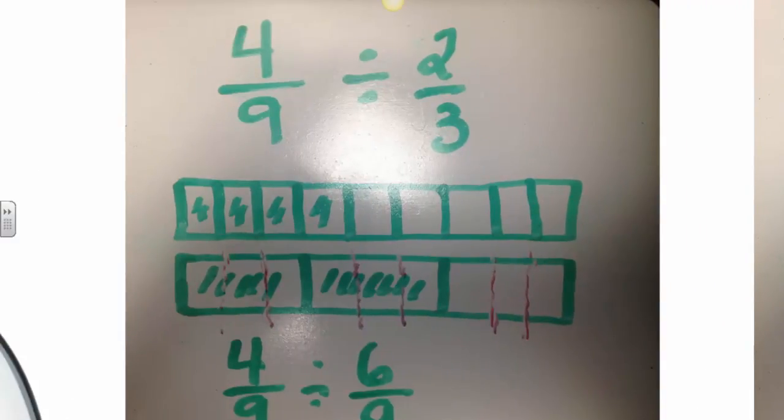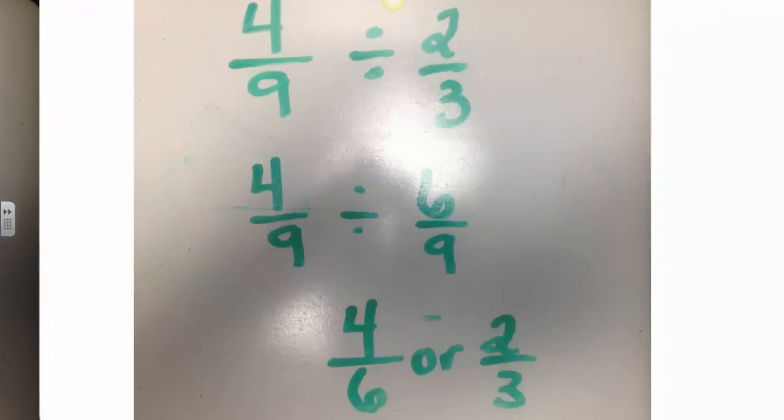Looking back at the visual representation, we see only 4 out of the 6 pieces of the 6/9 are within 4 pieces of our 4/9. 4 out of 6 can be written as 4/6. This can be simplified to 2/3.